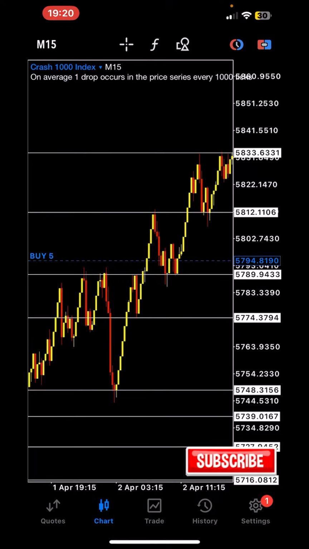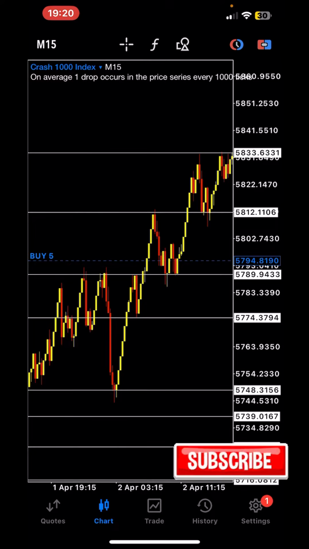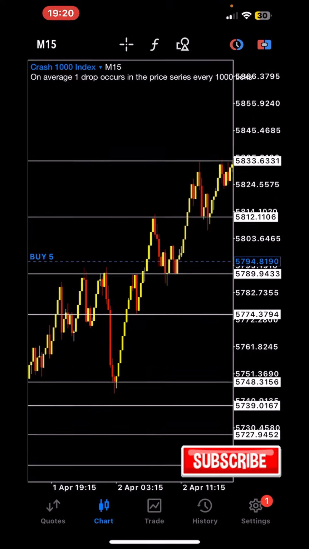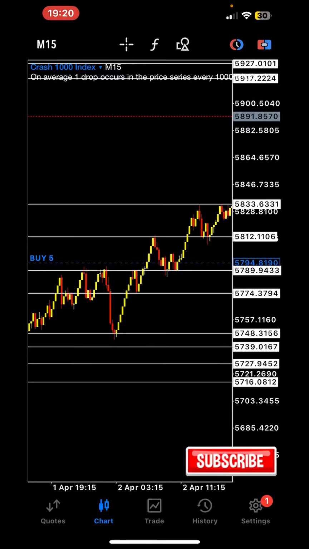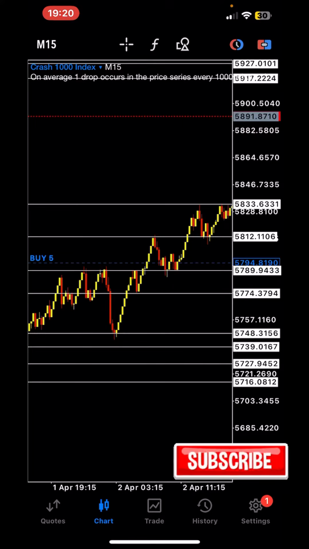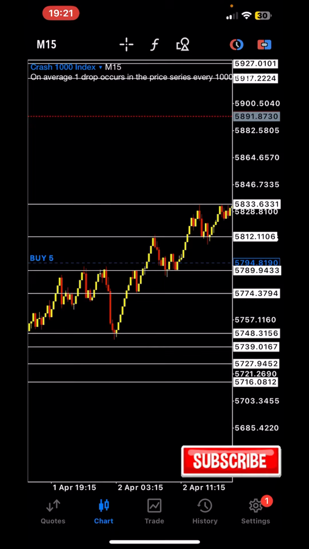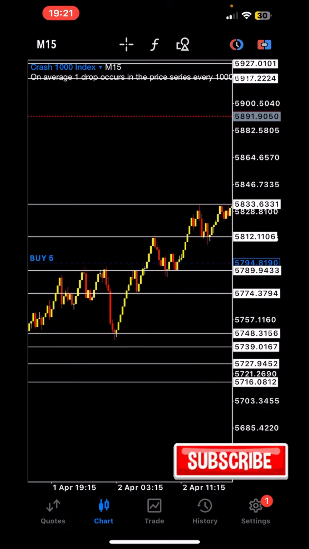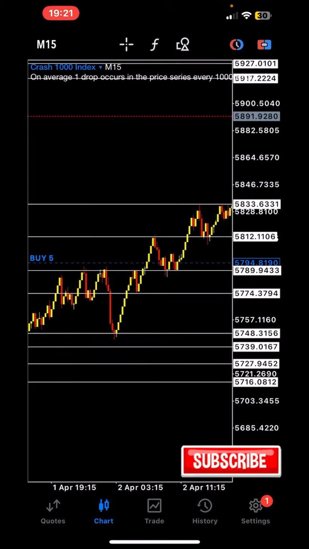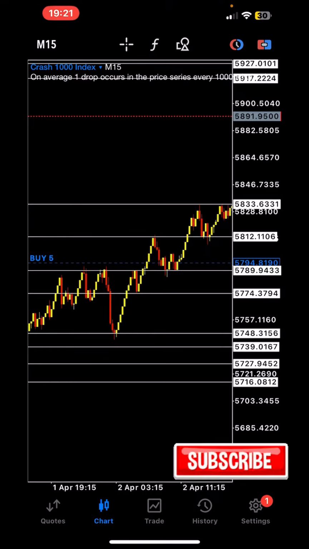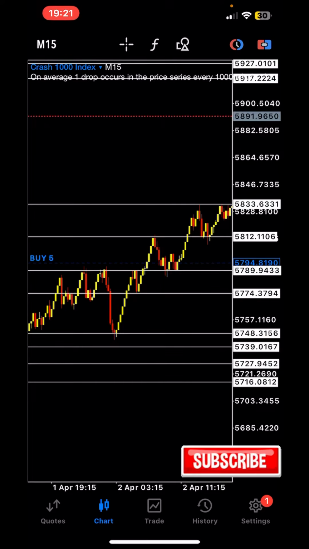So when we talk about market structure, we're talking about what the market is creating or printing out on your chart. So you're looking at a market structure before trying to make a decision on your trade. It means you're trying to understand where the market is coming from, where the market is going to, what it is currently doing, and what it intends to do next. These are the four important things you always ask yourself.